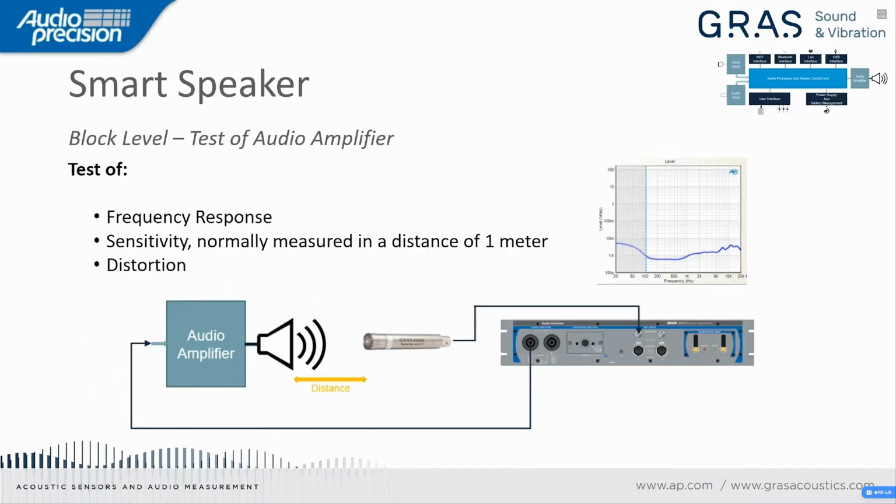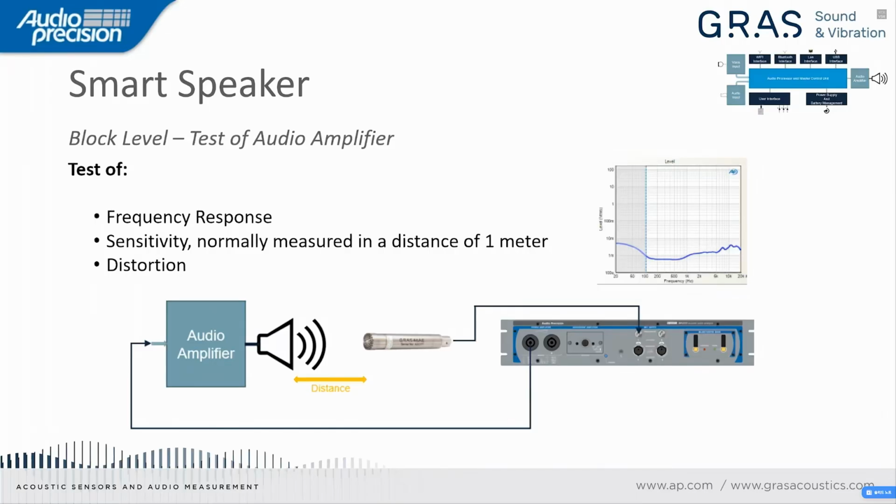We can also do it on block level. If we look at the audio amplifier, including our speaker, then we actually make a measurement setup like the one we have here on the picture, where we have an audio analyzer. The output of the audio analyzer will control the input of our audio amplifier, and then we will place a microphone in front of our speaker.